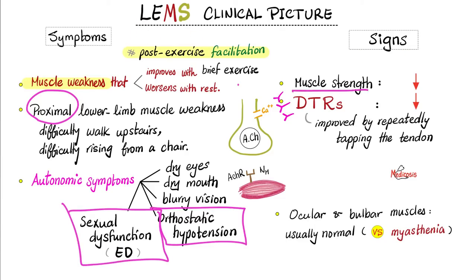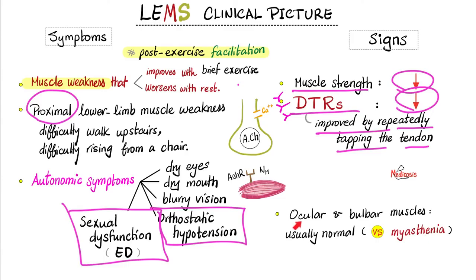Clinical signs include the muscle is getting weaker, deep tendon reflexes are diminishing, but they improve by repeated tapping of the tendon. So if you are checking the patellar tendon reflex, the first tap will give you a very weak response. But if you keep tapping the same tendon again and again, you will notice that the patient's reflex is getting better and better. And this is what we call post-exercise facilitation.